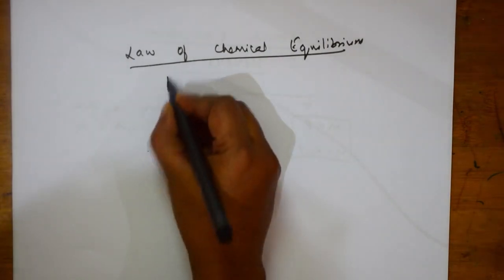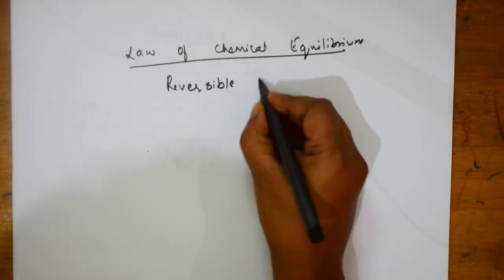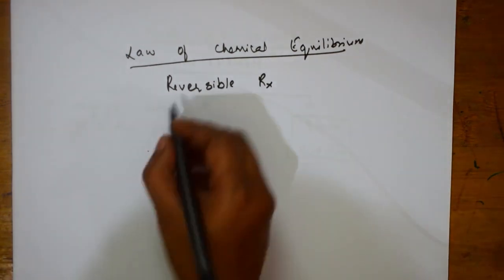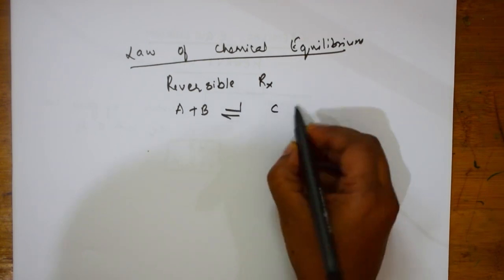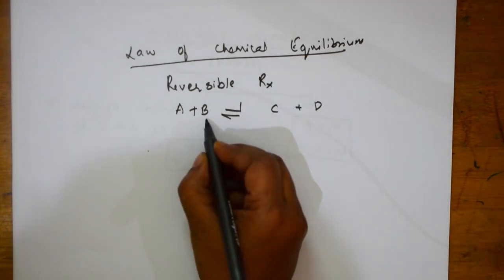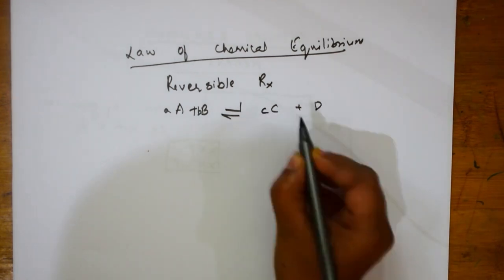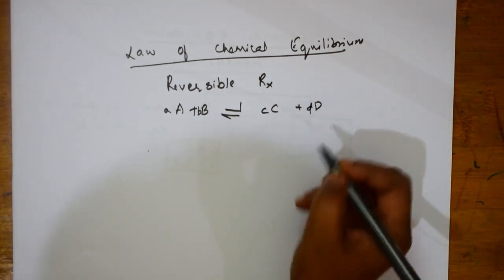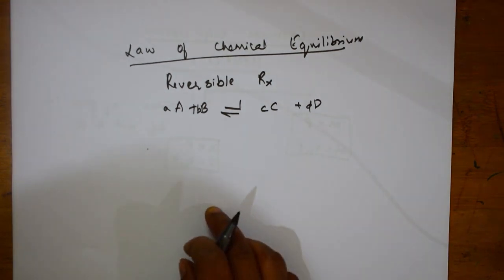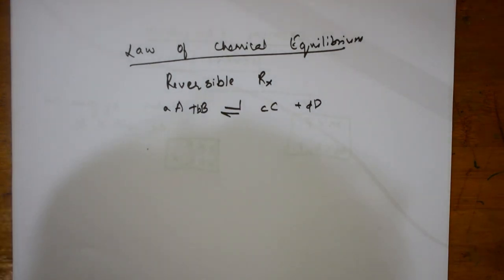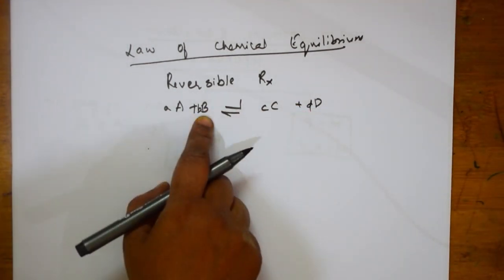Suppose I have a reversible reaction, like A combining with B, together forming products C plus D. The coefficient of A is represented by small a, the coefficient of B is small b, coefficient of C is small c, and coefficient of D is small d. Right, now if I have to write or find the equilibrium constant for this, now this is rate of forward reaction and this is rate of backward reaction.